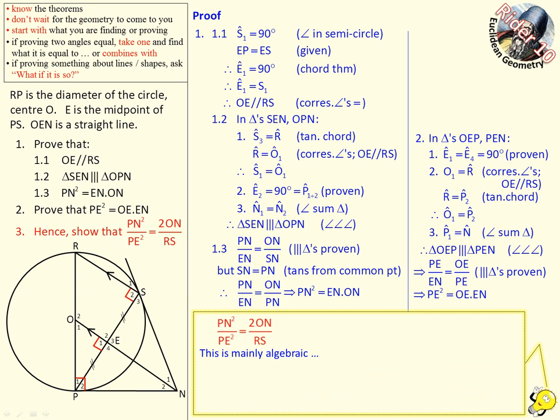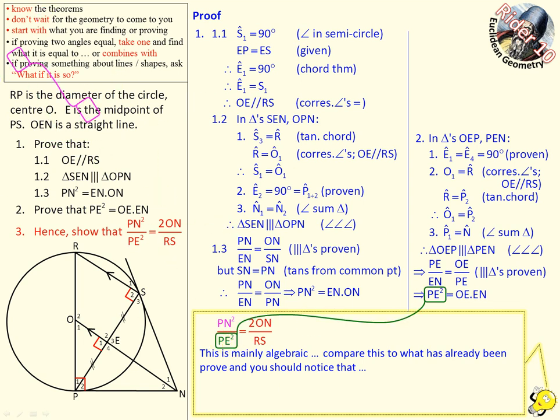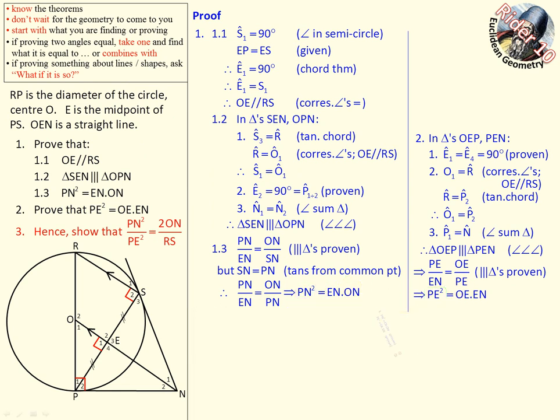So what I'm going to do is observe, compare this to what's already been proven, and you should notice that. Well, have a look now. I've changed the color here so you can see PN squared. Where you see a PN squared, where do we see a PE squared? Aha, there's the PE squared and PN squared. So to get that over that, all we do is divide these two and hope that that works out. So let's have a look. PN squared equals EN times ON, proven, and PE squared equals OE times EN, proven.